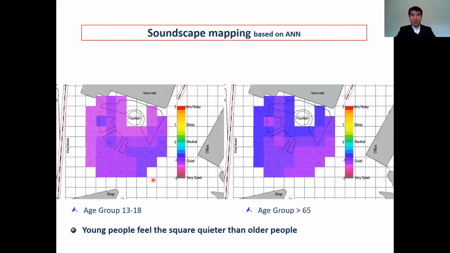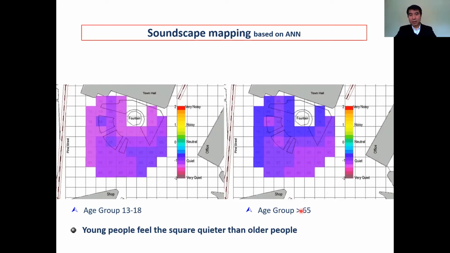So what it can do is, based on this large database with the AI model, we can predict a new square in a map. For example, if you have a new design with different locations, you know what the sound level is, what the view condition is, and what kind of user profile this is. It can tell you if a group of age 13 to 18 uses this square, sits here, they will feel this place is quiet.